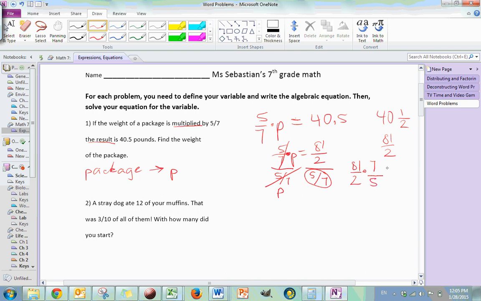7/5 is the reciprocal. And so I just go ahead and do the multiplication. If you need to stop and do the math, I'm just going to do it on my calculator. All right, 567/10. And you can always go back and make it kind of a more manageable number, because this is a weird improper fraction. So you could convert that, and it would come out to be 56.7 pounds once you've converted it. So that's what you should have gotten.